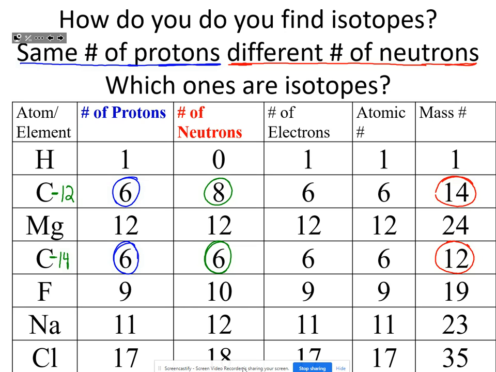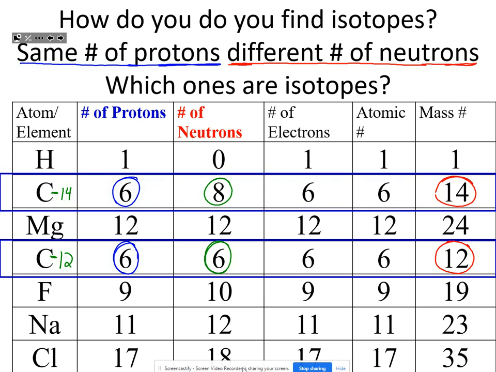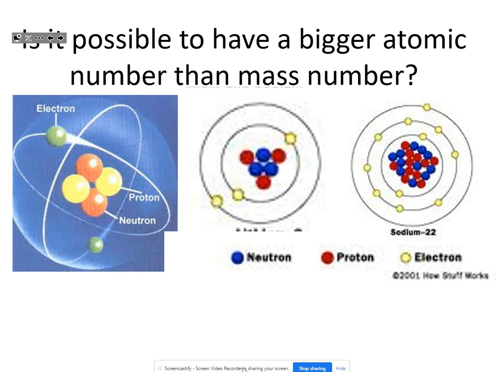And did you notice? Oh, I did it backwards. Carbon 14 has a mass number of 14. Carbon 12 has a mass number of 12. That's on purpose. The mass number refers to their number in their isotope thing. So, how do you find isotopes? Same number of protons, different number of neutrons. Okay. We highlight them there with blue boxes and show them off.